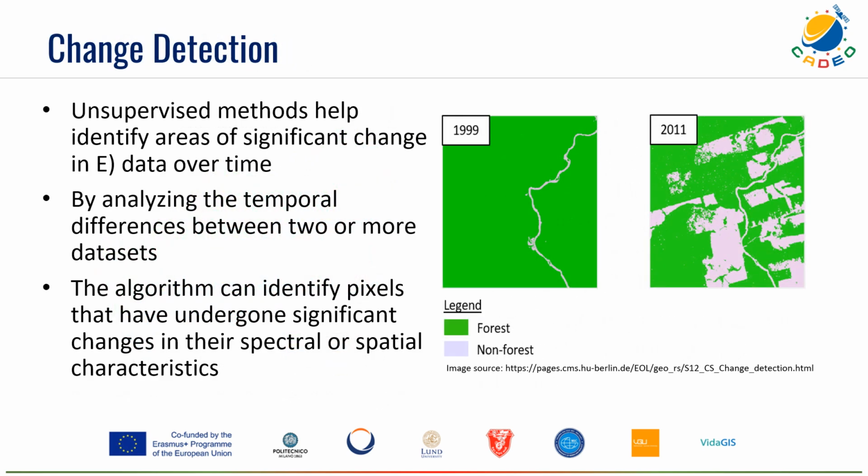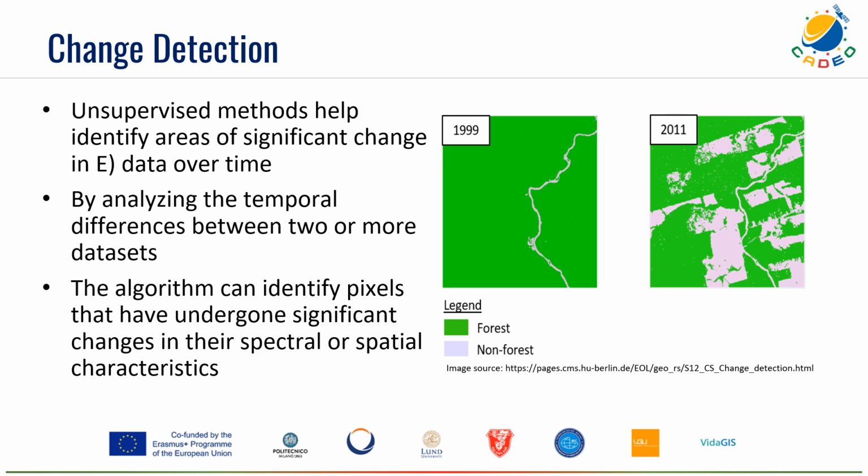The next application of unsupervised classification is change detection. Unsupervised methods can identify areas of significant change in Earth observation data over time by analyzing the temporal difference between two or more datasets, like comparing imagery from different years. The algorithm can identify pixels that have undergone significant changes in their spectral or spatial characteristics.